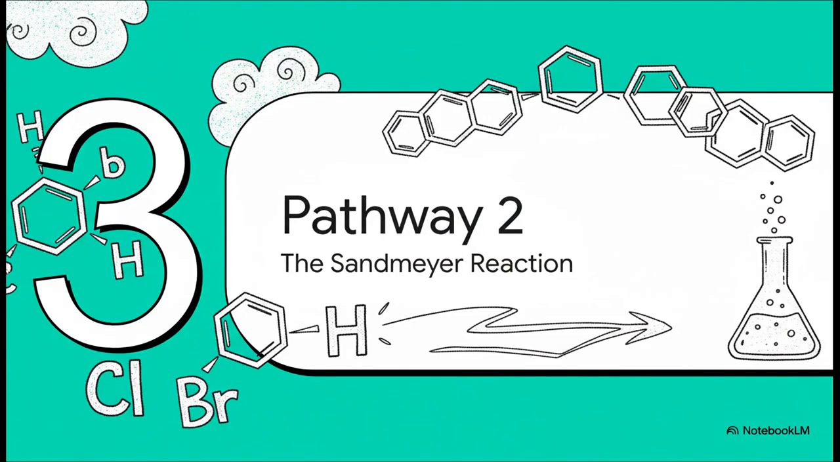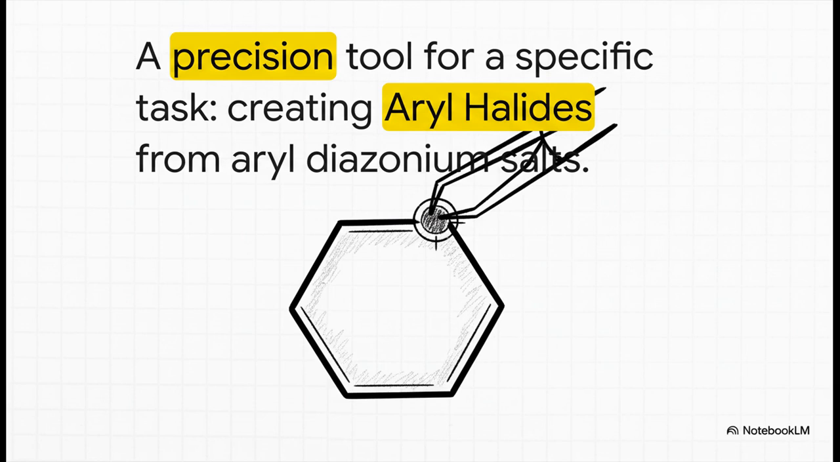Okay, time for our second blueprint. This one is for building a different kind of halide. We're moving on from simple chains and turning our attention to those stable aromatic rings. We're going to look at a famous and really powerful method called the Sandmeyer reaction. You can think of the Sandmeyer reaction as a precision instrument. It's designed for one very specific task, adding a halogen onto an aromatic ring to create something called an aryl halide. Now, these rings are famously stable and unreactive, so you need a pretty special approach to modify them.